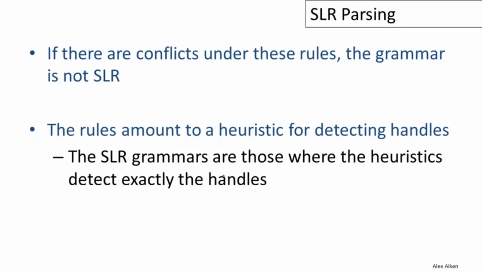So if there are any conflicts under these rules, either shift-reduce or reduce-reduce, then the grammar is not an SLR grammar. And just notice that these rules amount to a heuristic for detecting the handles. So we take into account two pieces of information: the contents of the stack, that's what the DFA does for us, and it tells us what items are possible when we get to the top of the stack, and also what's coming up in the input, and we can use that to refine our reduction decisions. And for those grammars where there are no conflicts, meaning there's a unique move in every possible state under those rules, then this heuristic is exact, for those grammars, and we just define those grammars to be the SLR grammars.